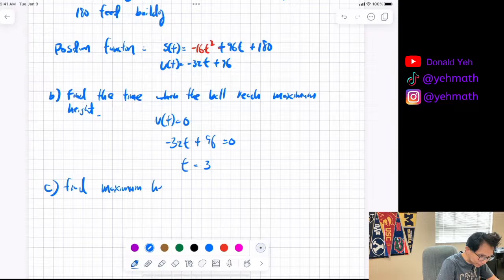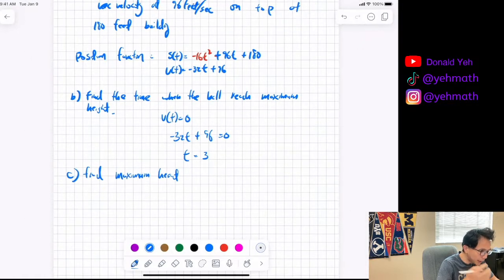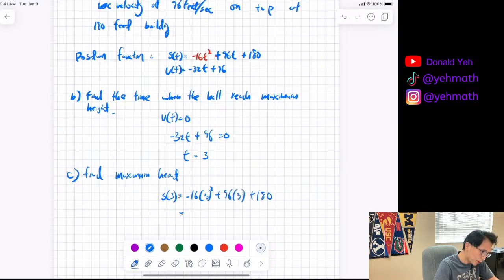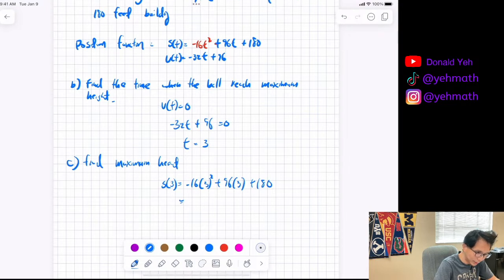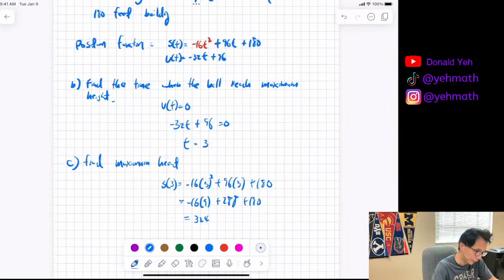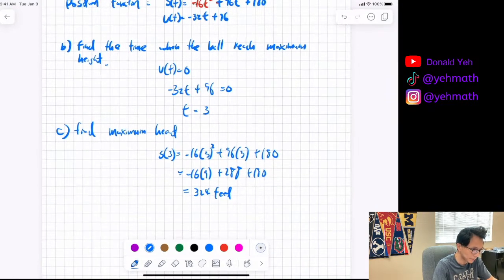How do I do that? Plug in t into the position function. So it's s of 3. And s of 3 is going to be negative 16 times 3 squared plus 96 times 3 plus 180. So negative 16 times 9 plus 288 plus 180. I think that's going to be 324 feet. So maximum height is going to be 324 feet because I plug in 3 into the original position function, not a velocity function.